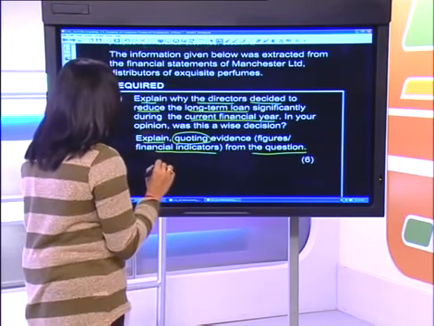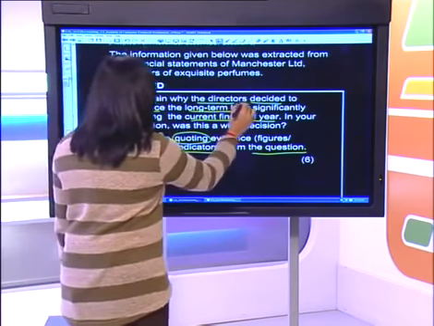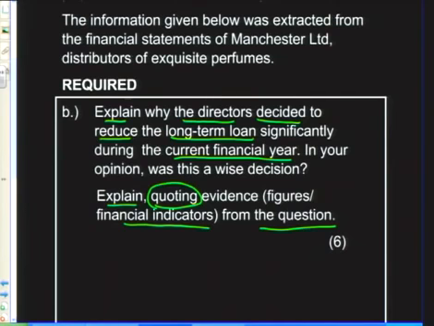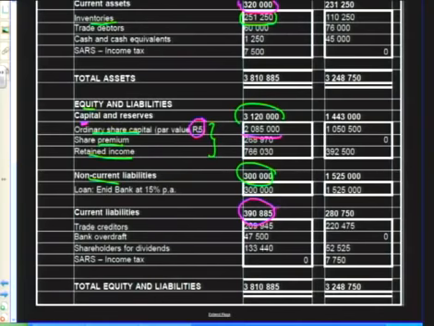Let's look at the first question. Explain why the directors decided to reduce the long-term loan during the current financial year. And for that, we need to go to our balance sheet. So my loan last year, remember 2008 was the previous year.